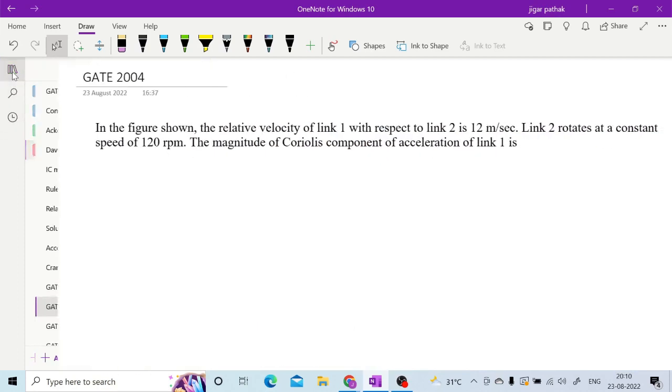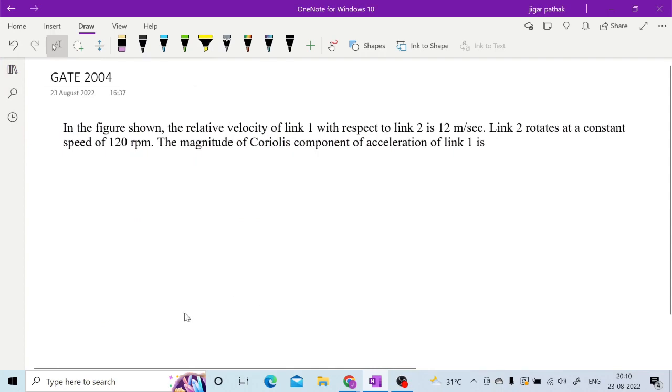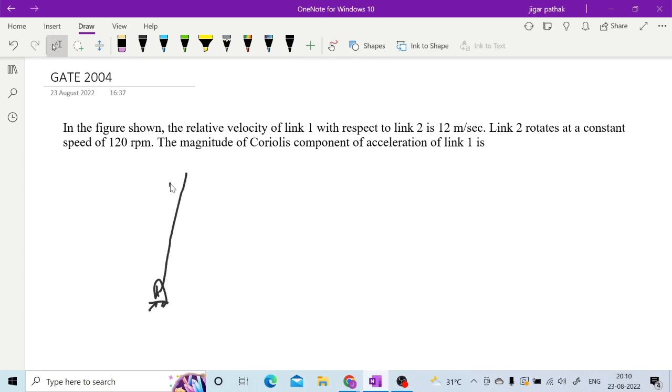Let us see. Actually here figure is not given. Let me first draw the figure. The figure is like this. Here you are having this link, which is having this omega 2, and this may be your link 1, this may be your link 2. Now we can read the question.